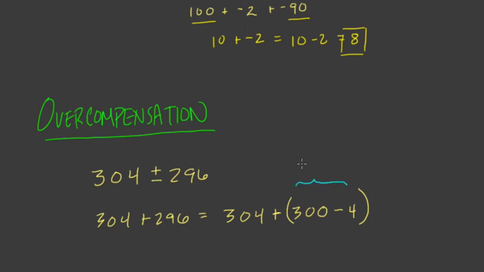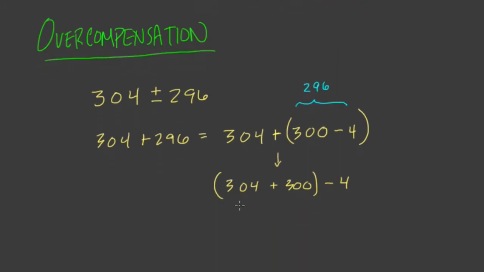Here, 300 minus 4, that's just 296, right? I'm writing that in a different way, and I'm putting the parentheses around them for now, just so you can see that that is the number 296. Now we use the associative property. We reassociate the numbers. So it's 304 plus 300 plus negative 4, or minus 4. We can reassociate with addition here without changing anything. So I'm thinking of minus 4 as plus negative 4. And now look how easy this problem is.